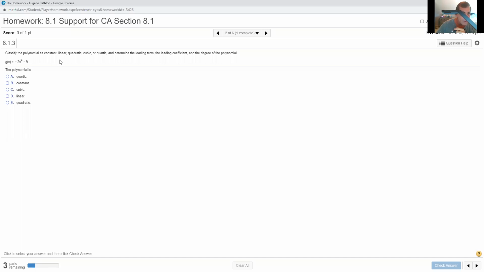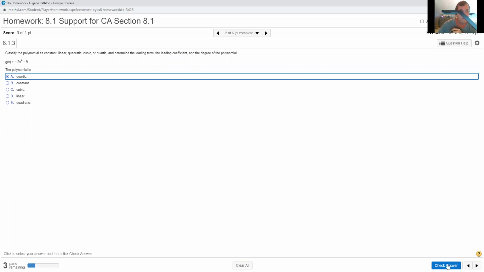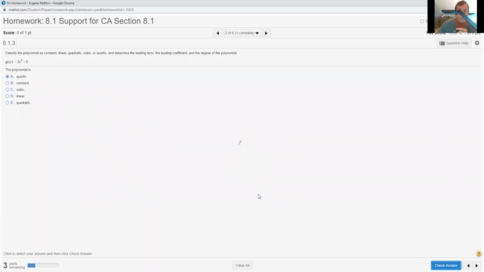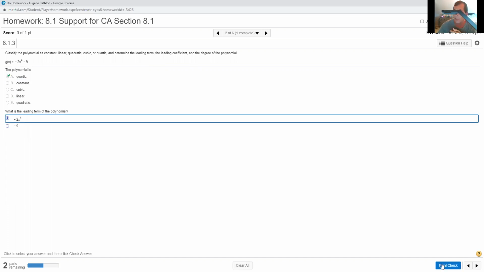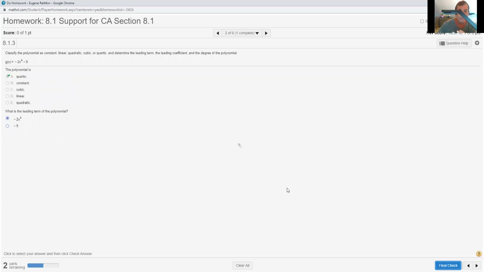So classify the polynomial and then determine the leading term, leading coefficient, and the degree. So that's got an exponent. 4 is the highest exponent, so I know that's quartic. All right, so let me go through. What is the leading term? Well, the leading term is that negative 2x to the fourth, because that's the one that had the highest exponent. So we would check that.